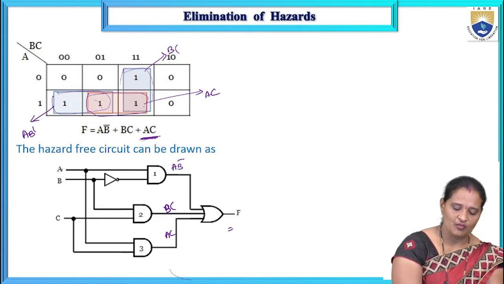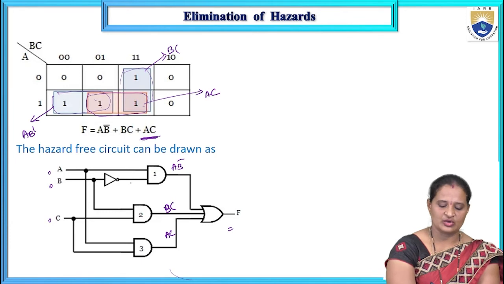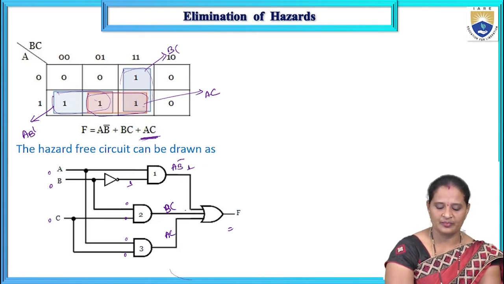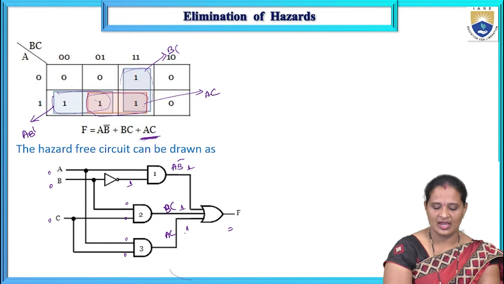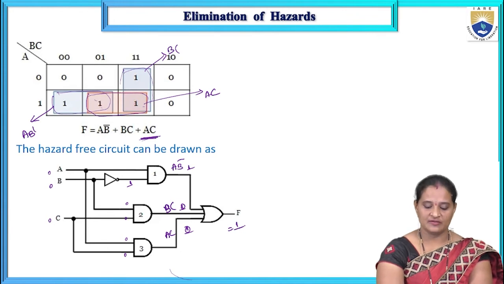Now let us see what happens initially. This is 0 0 0. Let us consider, so it is 1. So these are 0 0. This is also 0 0. Now what is the output of this first AND gate? This AND gate is 1 and this AND gate is also 1 and this AND gate is 0. This is 0. So the output becomes 1. So this is the first output.